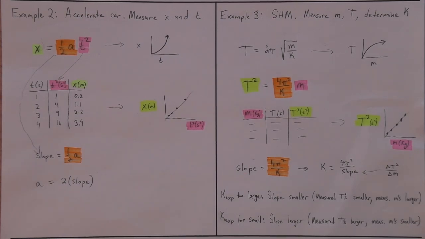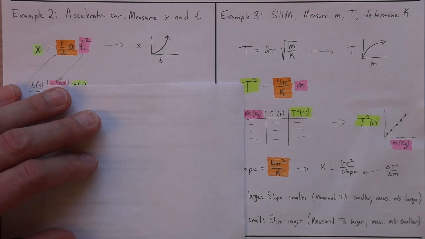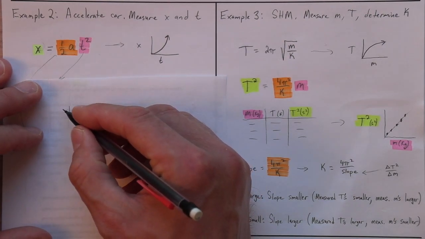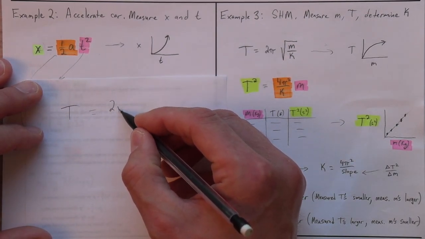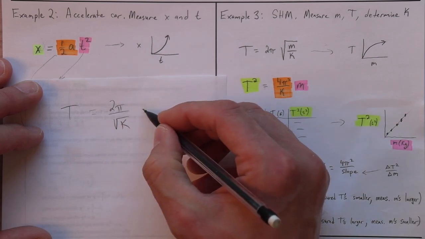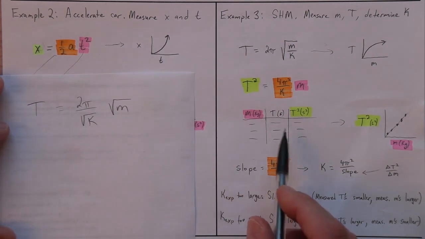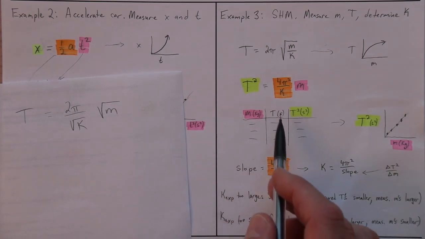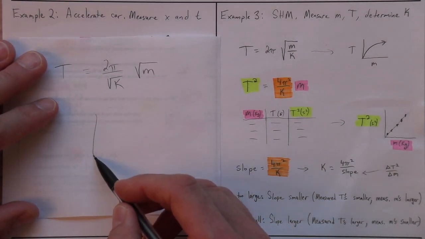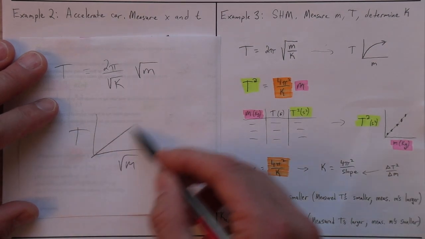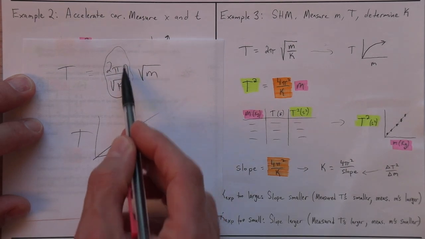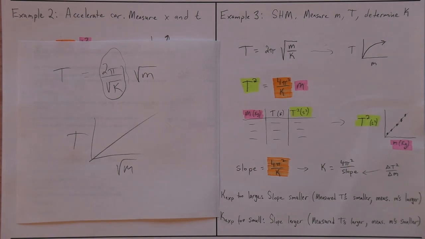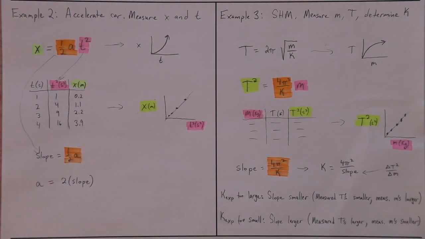Okay, I want to point out that in this example there is another possibility. Instead of squaring both sides, you could have simply plotted t on the y-axis and created a new column of, instead of t squared, the square root of m. Take the square root of all the masses, create a new column, and put that on the x-axis. That would also be a straight line, with the slope now being this. So there are other ways to linearize the data. I'm just showing you some simple ways.